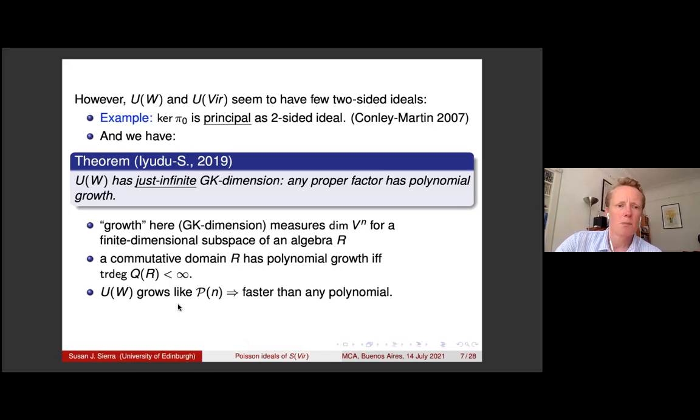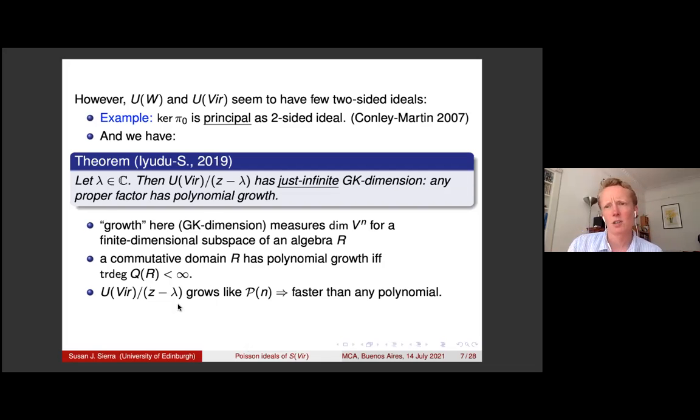So this theorem, which Natalia Iyudu and I proved a couple of years ago, has a slight generalization that actually works for any central quotient of the enveloping algebra of the Virasoro algebra. So if I factor out z minus lambda for any scalar lambda, again, this has infinite GK dimension. Any proper factor has polynomial growth. So again, the enveloping algebra of the Virasoro also seems to have very, very few two-sided ideals.